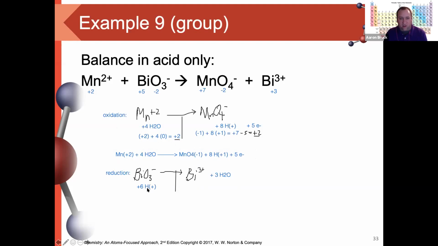For the reduction half reaction, we've handled everything so far other than the charge. Total charge, I have a -1 from the bismuthate ion and 6 positive ones from the hydrogen ions. Total charge over here is +5. And on the other side here, I have a +3 for the bismuth and 3 uncharged water molecules for a +3 over here. To balance the charge, I need electrons. So I'm going to have to add 2 electrons to this side. And the 2 electrons are going to take that +5 to a +3 so that the +3s now match up.